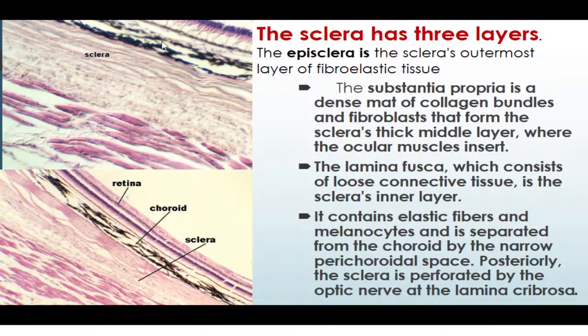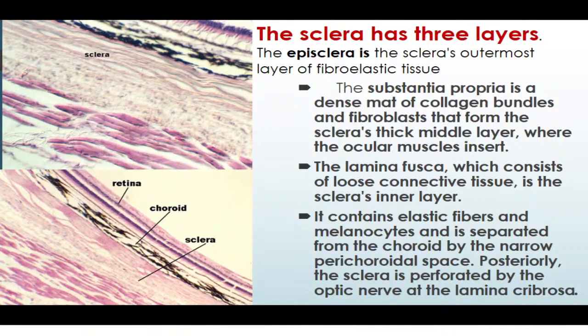This is the choroid plexus. The inner layer is named lamina fusca. It contains elastic fibers and melanocytes and is separated from the choroid by the narrow perichoroidal space. Look at this one, we have seen it. Perichoroidal space, the narrow perichoroidal space.